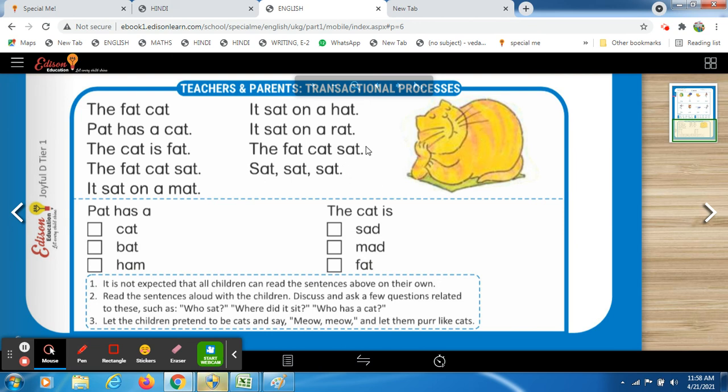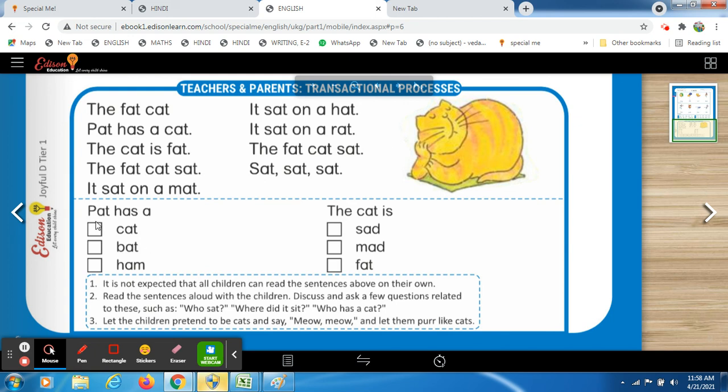And where is the cat sat? Cat is sat on a mat. See, this cat is sat on a mat, right? Okay, tell me, who has a cat? Ma'am, Pat. Yes, Pat has a cat.